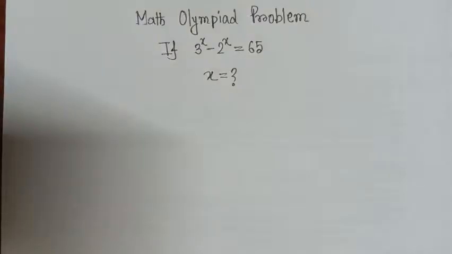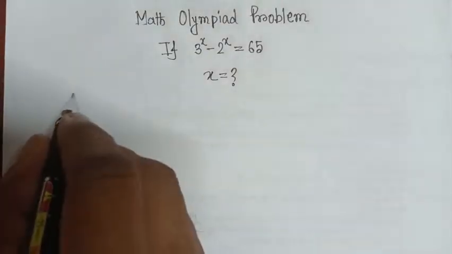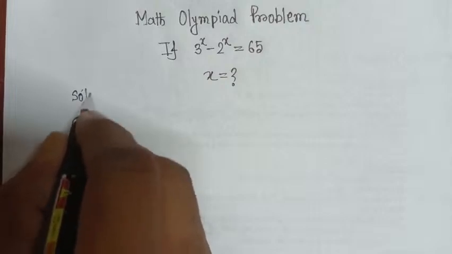Hello everyone, hope you are doing well. Today we are going to solve another interesting exponential equation, that is 3 to the power x minus 2 to the power x is equal to 65. Now we have to find out the value of x. So let's start. Let's start the solution.